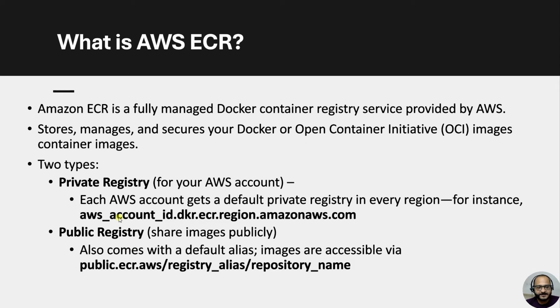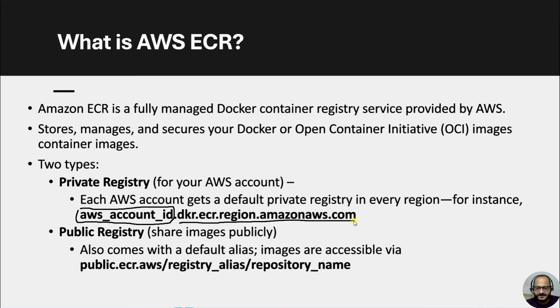Each AWS account gets a default private registry in every region. So what does it mean basically? This particular part you will see remains same as part of each AWS account. Just this AWS account ID will be changed, and rest all the fields will remain same. And after that you can mention your namespace or repository name. So this ID will be changed. Rest all the fields will remain same.